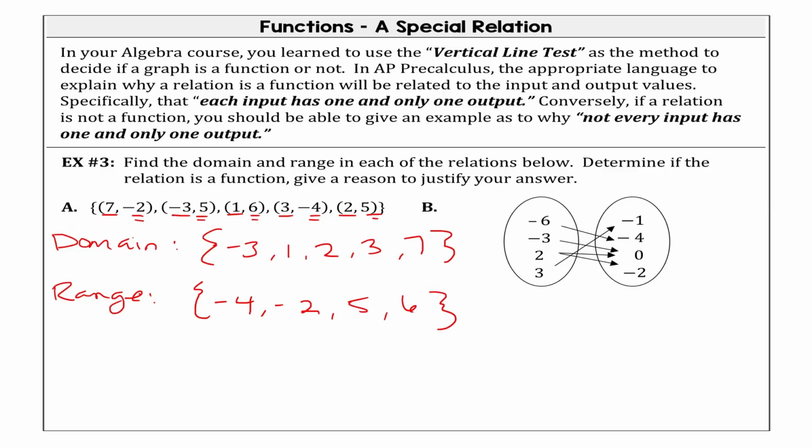Okay. Is this a function? Yes, it is. And why is it a function? We can't say that X so many people can. This is our magic way. Each input has one and only one output. That's our reason. That's what we write now. Okay. Each input has one and only one output.